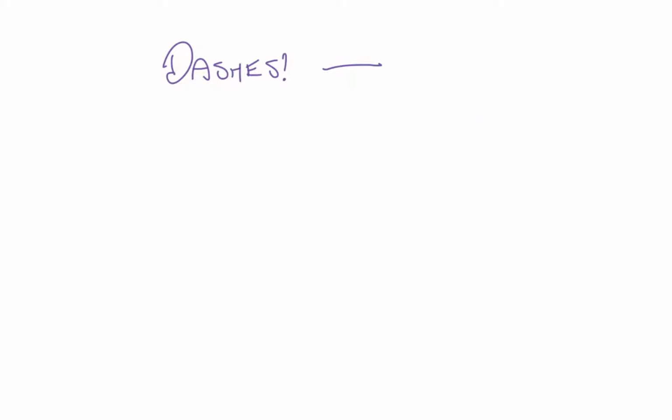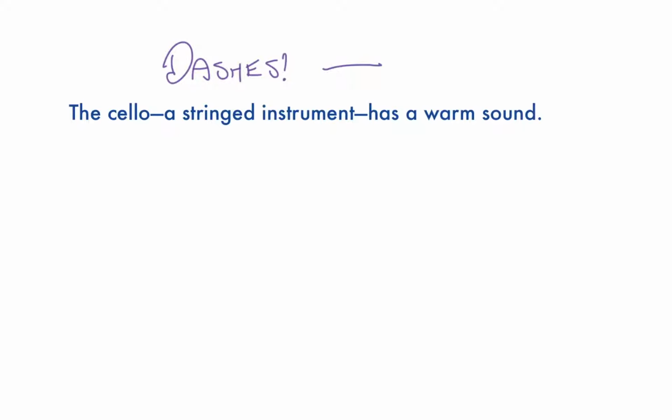So dashes can be used in pairs like commas can to set off asides and non-essential elements, like, the cello, a stringed instrument, has a warm sound. Right, so here we've got a pair. Here's dash 1, here's dash 2. It sets off this aside.